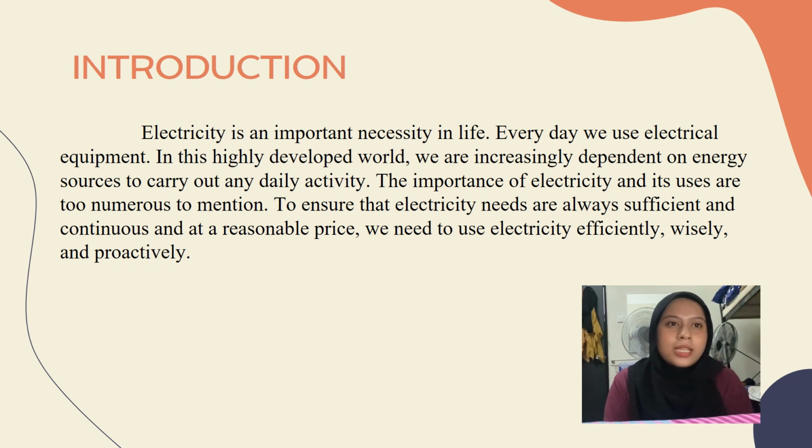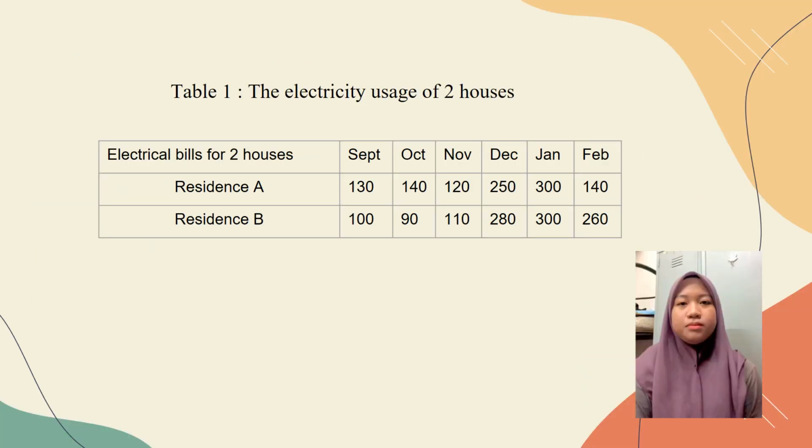To ensure that electricity needs are always sufficient and continuous and at a reasonable price, we need to use electricity efficiently, wisely, and proactively. As we can see in table 1, the amount of electricity used by 2 houses for 6 months, starting from September and ending in February. In this table, we can see the difference between residence A and residence B electrical bills for 6 months straight.